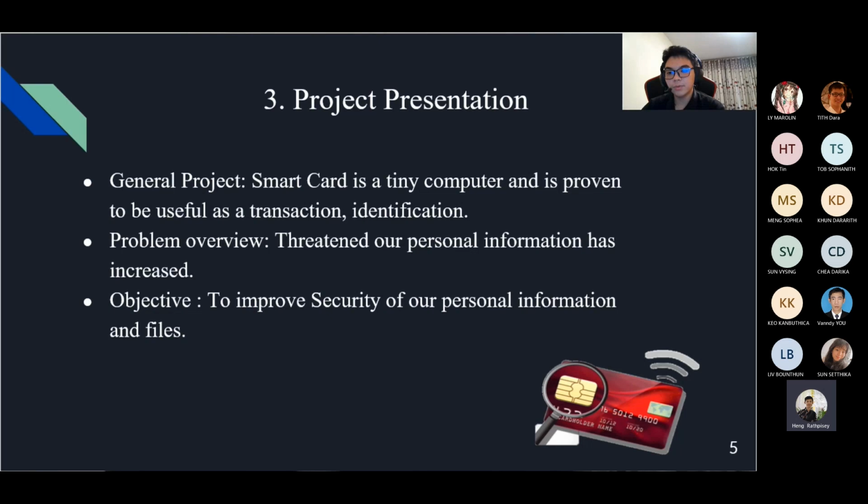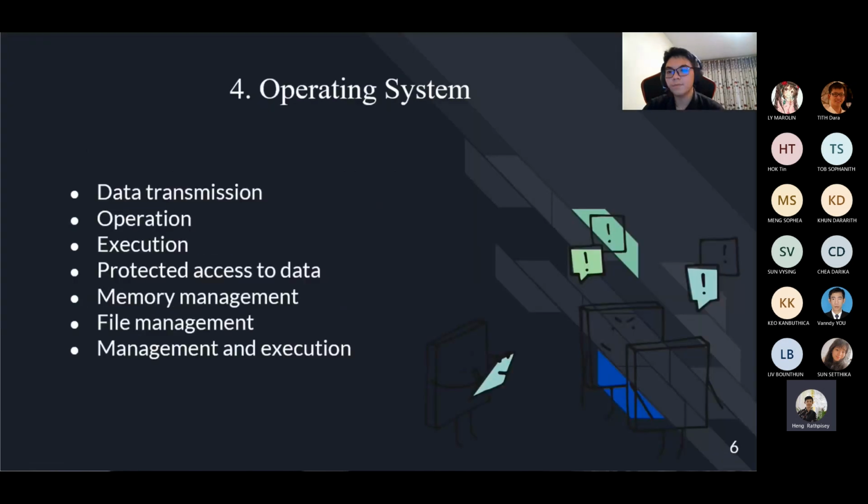The second point is the problem: the threat to our personal information has increased, as thieves and pickpockets can easily steal your wallet or important files that are related to business, companies, or personal information. The last point is the objective, which is to improve the security of our personal information and files, as we know that a smart card can be used to protect our identification and the authority of the cardholder.